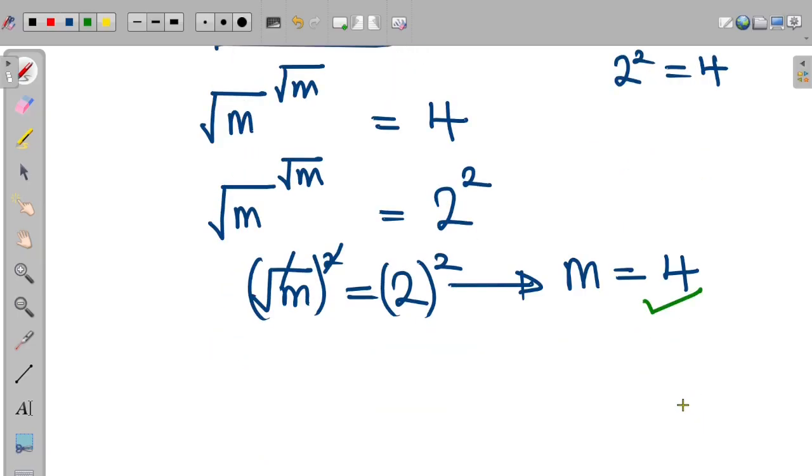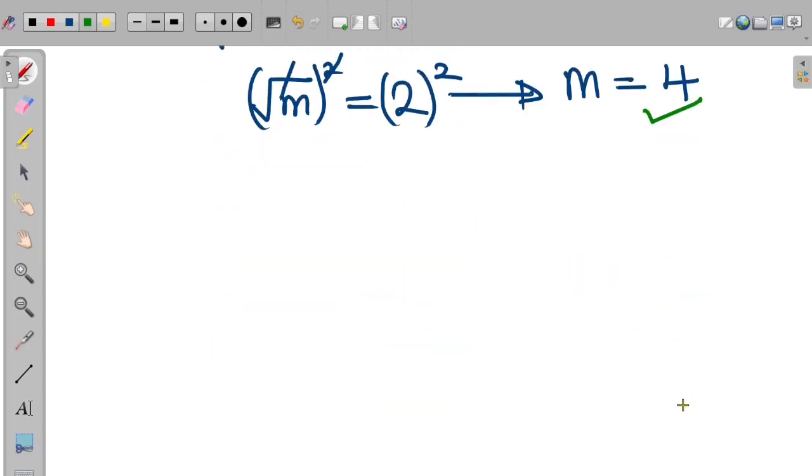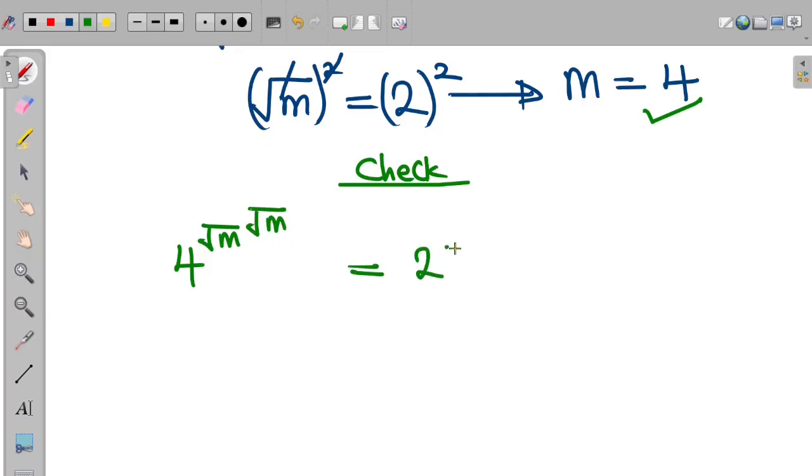So let us check if our answer is correct. So remember that we are given that 4 to the power of root m to the power of root m is equal to 256. Now our focus will be on the right hand side. The value of m is 4, so we have that 4 to the power of root 4 to the power of root 4, and this we say is equal to 256.